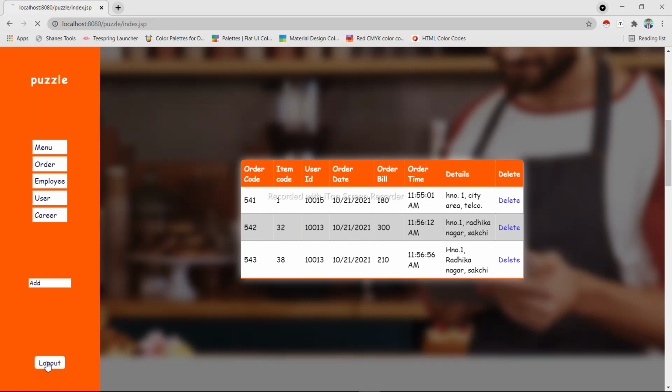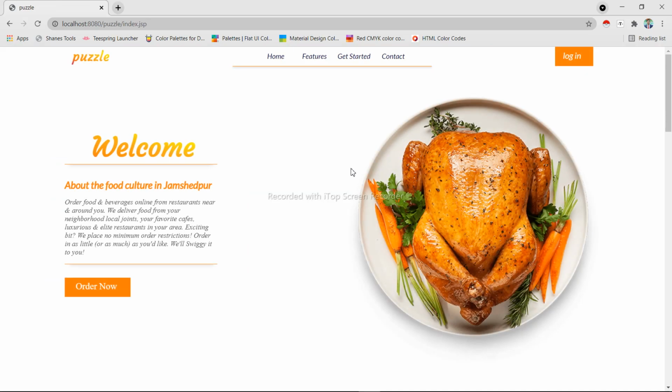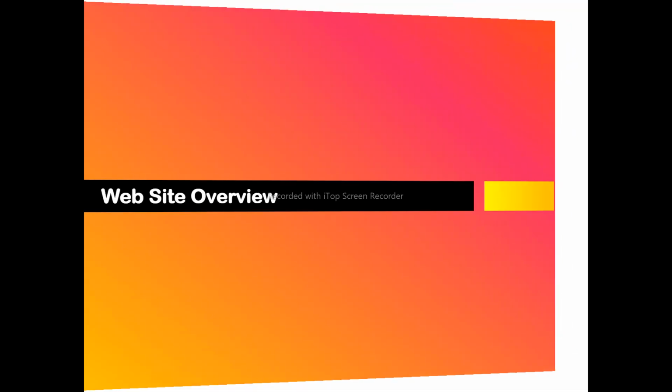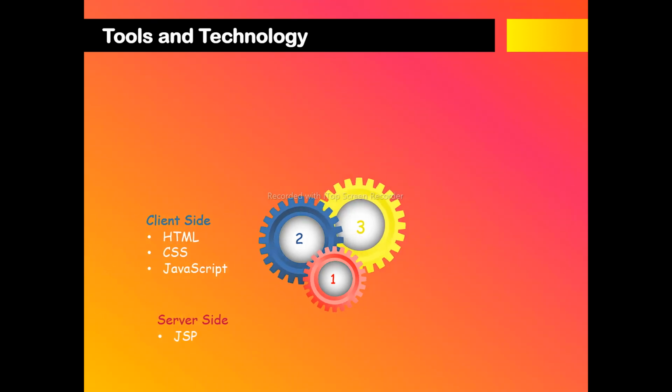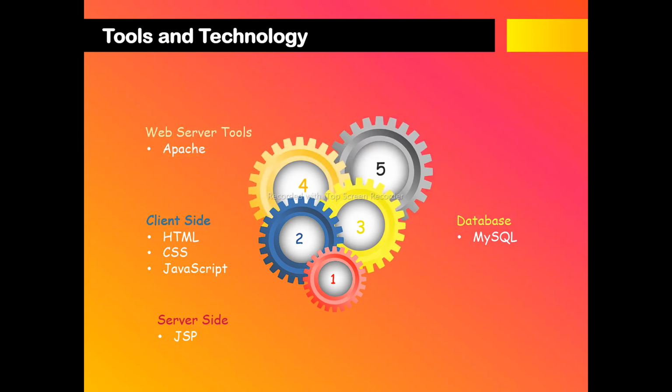Let's log him out. So that was about the admin module. And now let's move on to the tools and technologies that I used. On the server side, I used JSP. On the client side, I used HTML, CSS and JavaScript. In the database, I used MySQL, and as the web server, I used Apache Tomcat server, and the IDE that I used is Eclipse. So that's all about my website.